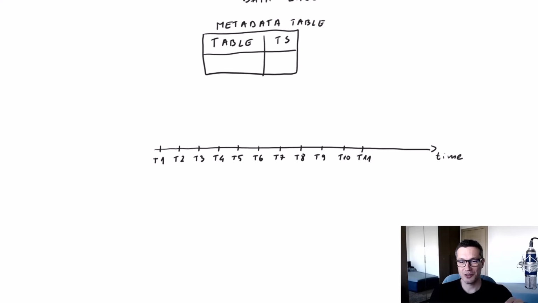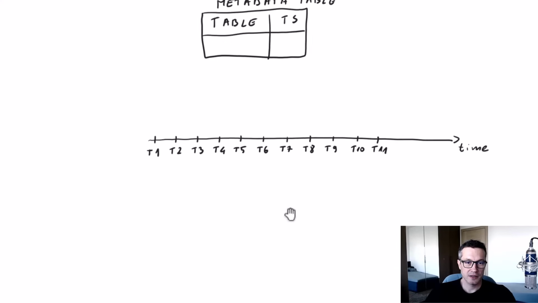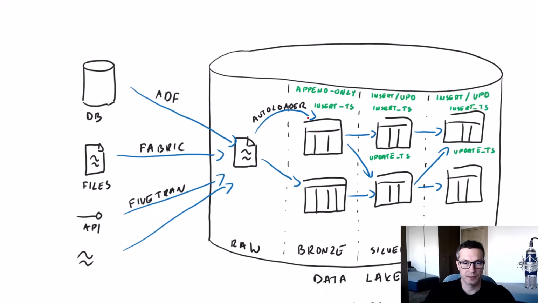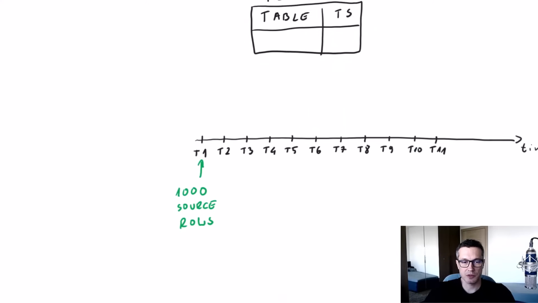Alright, so let's start talking about the pattern. Let's say that we start our analysis here at T1, and that at this moment, 1,000 source rows were added. By source rows, I mean this table that autoloader is populating whenever some source data appears as files in the raw layer. So we've got 1,000 rows. Cool.